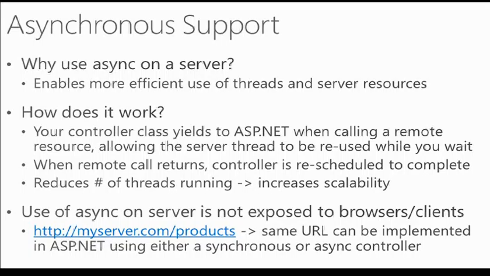Basically, the way it works is you write code on the server like a controller class. Whenever you call something that's going to take a long time to complete, you yield your thread back to ASP.NET. We can then use that thread to process another request, and when your network request completes, we re-queue you and continue executing your code. It allows us to reduce the number of threads and improves scalability. It's not exposed to the client, so you just have a standard URL that you expose. Whether you're processing this in a synchronous or asynchronous way is completely oblivious to the caller.